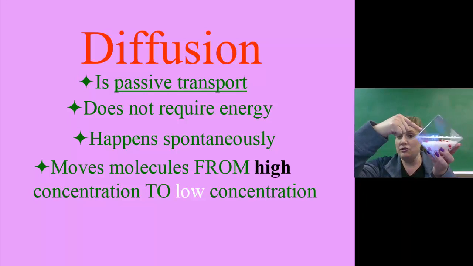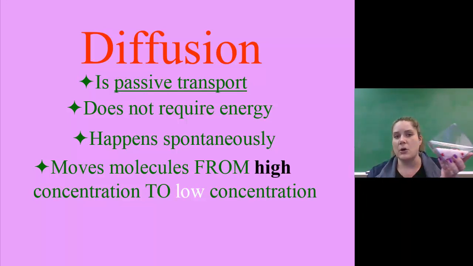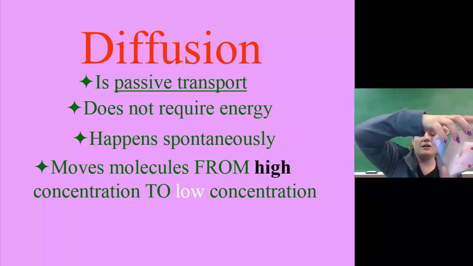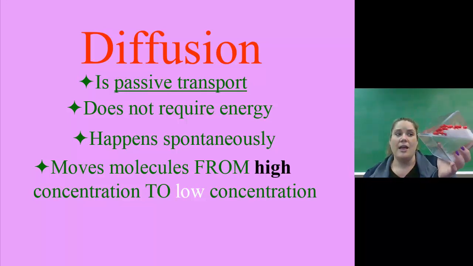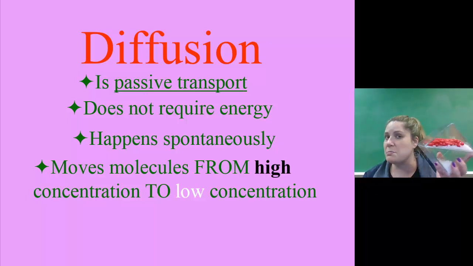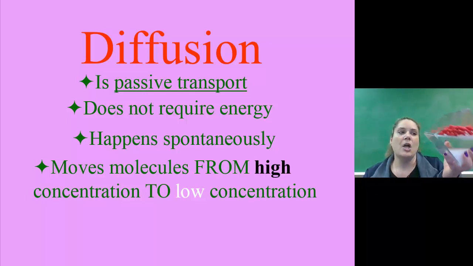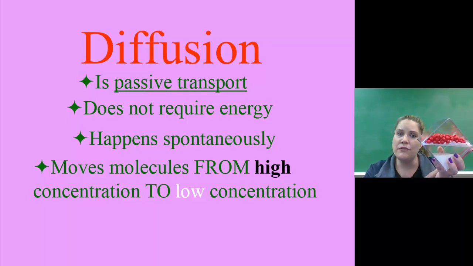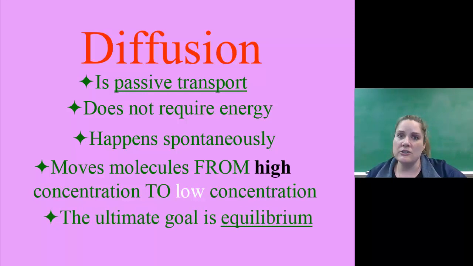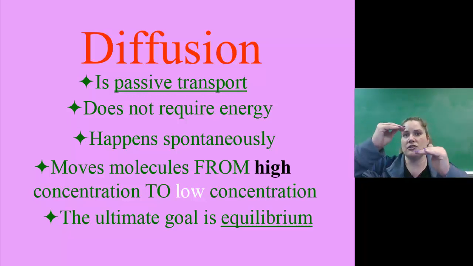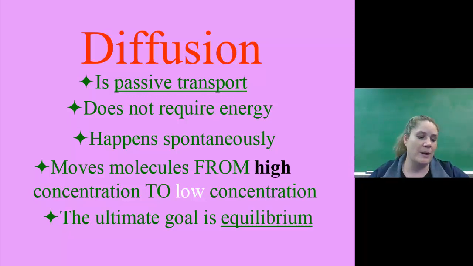Molecules moving from a high concentration where there are lots of them to a lower concentration where there are fewer of them. So again, here's a low concentration, here's a high concentration, and by diffusion, they're going to move. Now, I'm applying some energy, but that's just because of the nature of the model, okay? But they will naturally just move through from high concentration to low concentration. The ultimate goal of diffusion is to reach equilibrium, to reach that point where you actually have equal concentrations on both sides of the membrane.